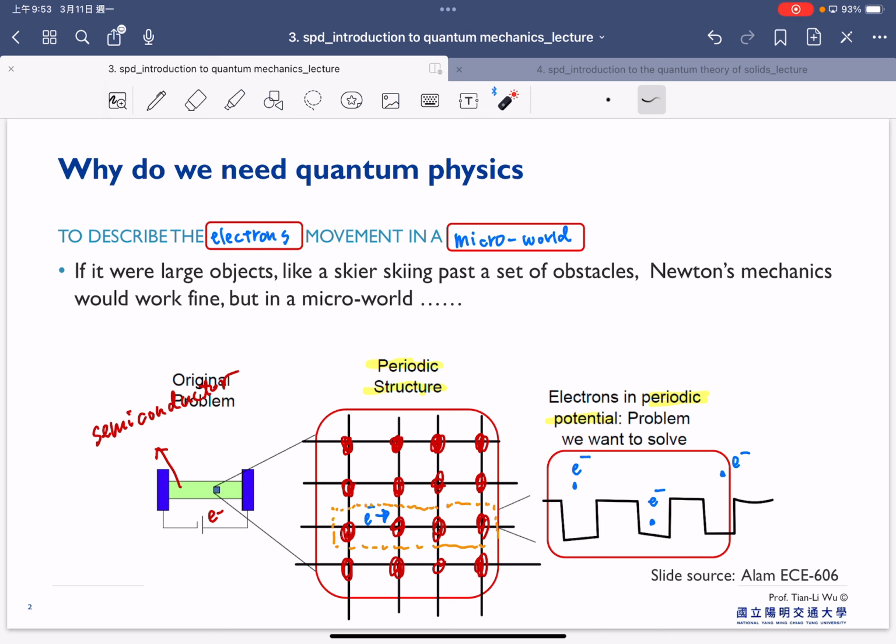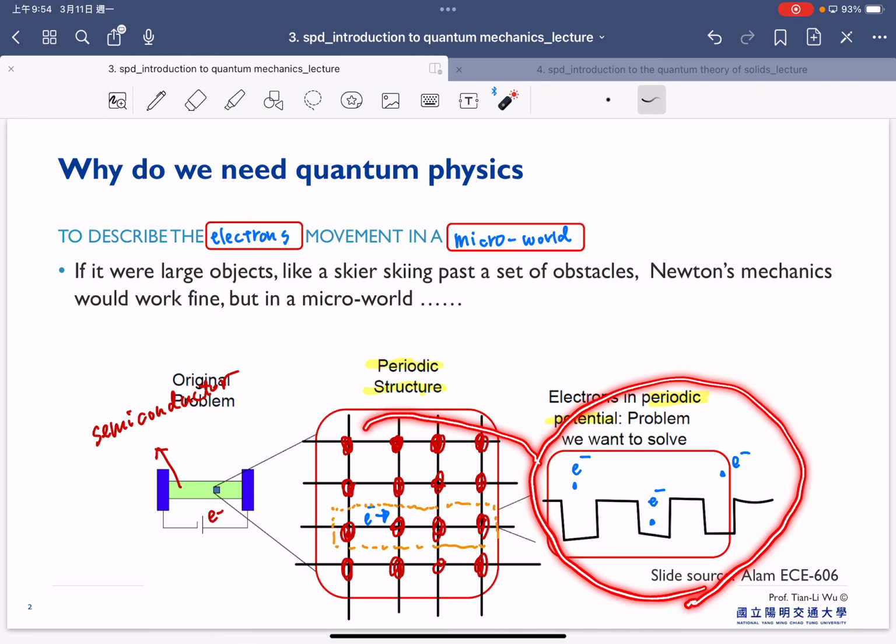So that's why we need quantum physics. I hope later on, when you see this potential, in all of the semiconductor books, it always starts from here. But right now, I hope you can understand that the implication of this graph is that it considers the case of here, which comes from this scenario.